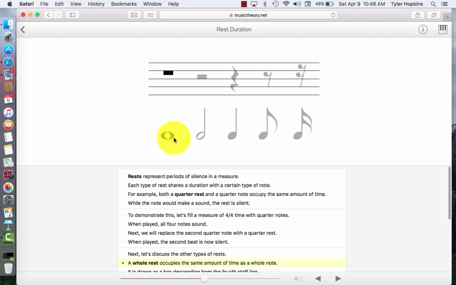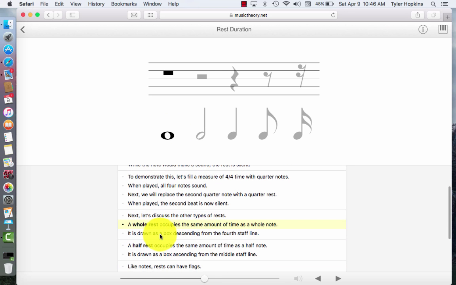A whole rest occupies the same amount of time as a whole note. It is drawn as a box descending from the 4th staff line. As you can see here, it's like an upside down top hat, hanging off of that 4th staff line. The half rest occupies the same amount of time as a half note. It is a box ascending from the middle staff line. As you can see here, it's like a top hat sitting on the middle staff line.